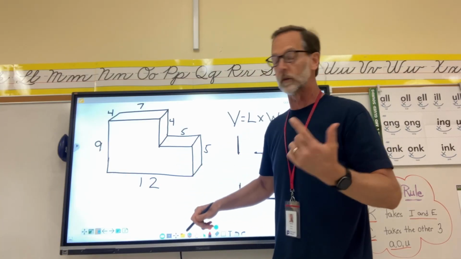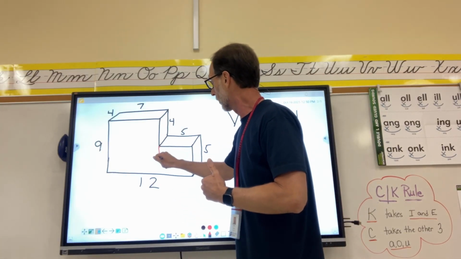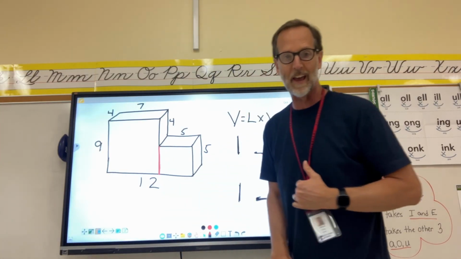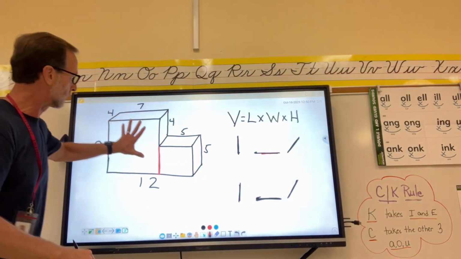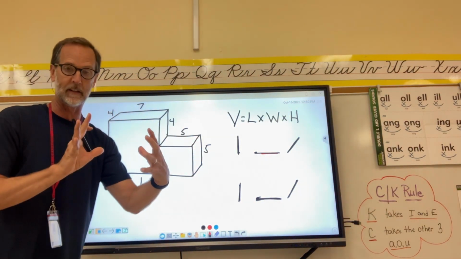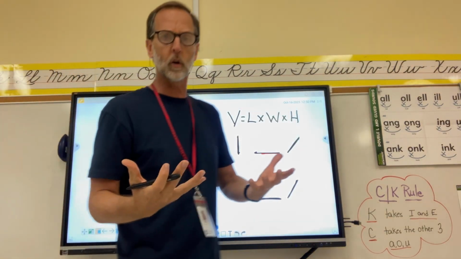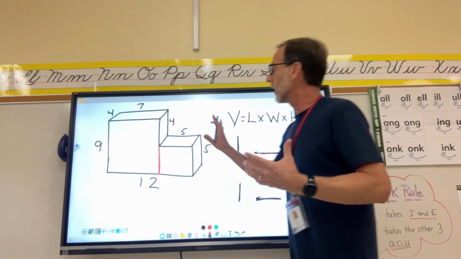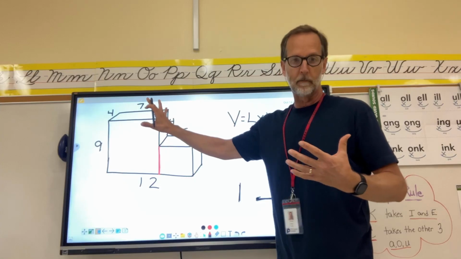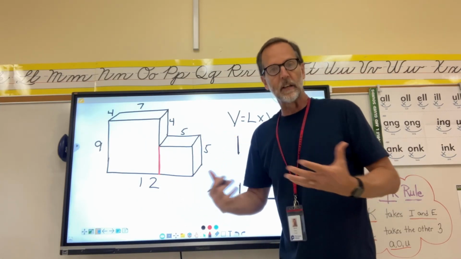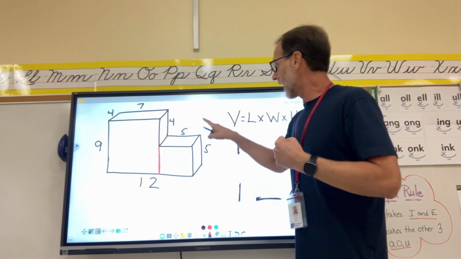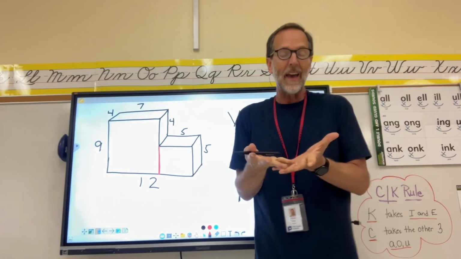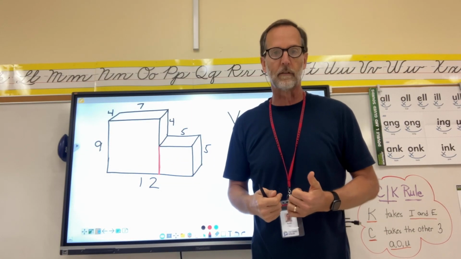So I'm going to go ahead and divide this figure right here. I'm going to draw my line straight down. Now I hope you can see that I've made two boxes. They're connected. Our goal is to find the volume for the whole thing. Why is it additive volume? I'm going to have to find the volume of this box and then find the volume of this box, and I'm going to add them together. That's why it's called additive volume.